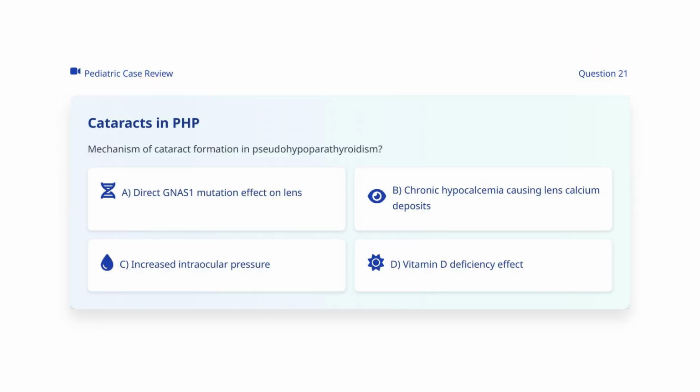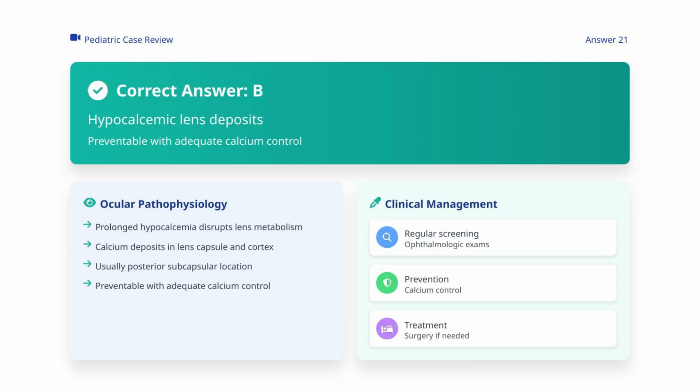What is the mechanism of cataract formation in pseudohypoparathyroidism? Option A, direct GNAS1 mutation effect on lens. Option B, chronic hypocalcemia causing lens calcium deposits. Option C, increased intraocular pressure. Option D, vitamin D deficiency effect. Consider effects of chronic calcium disturbance. The correct answer is B, chronic hypocalcemia causing lens calcium deposits.